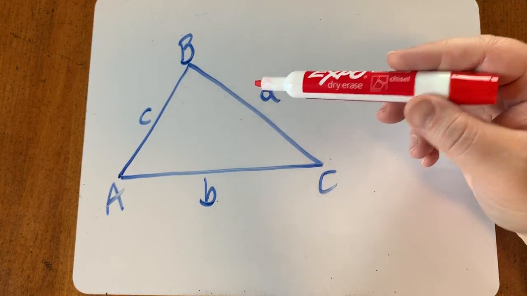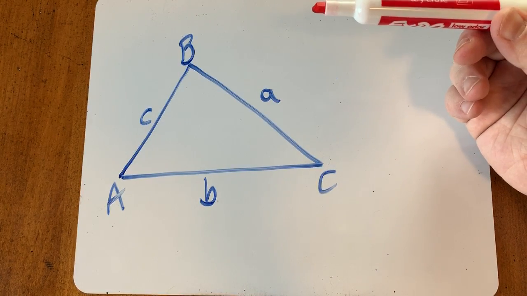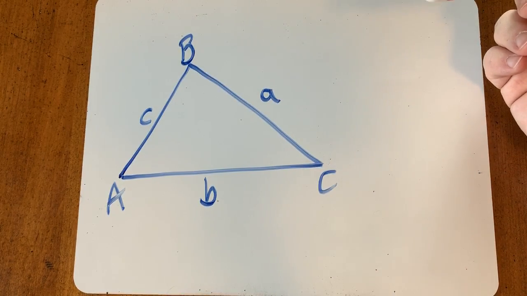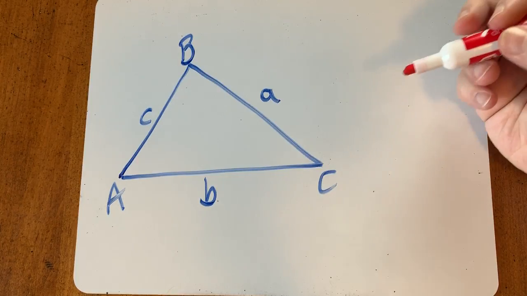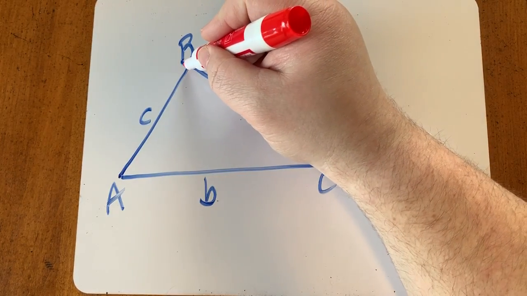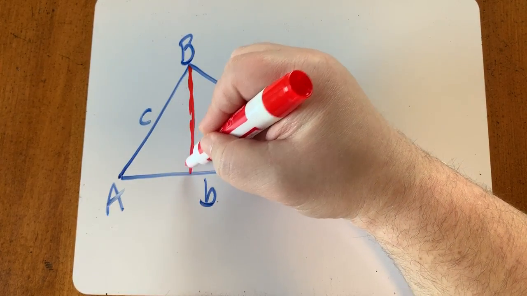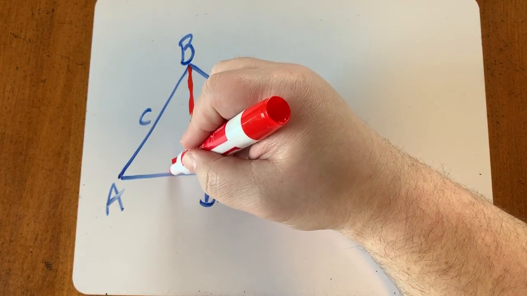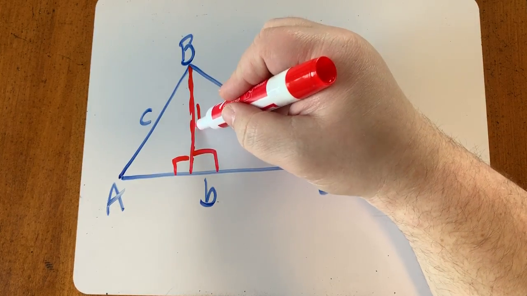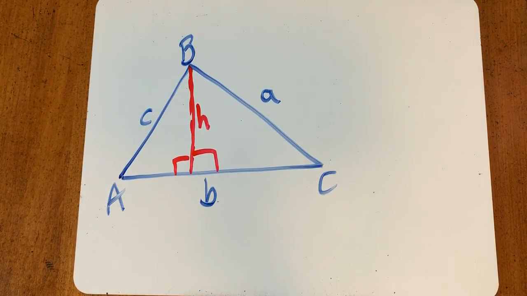But we do know how to solve right triangles. And any triangle can be broken up into two right triangles. All you have to do is drop down the altitude. I'll make it solid. It doesn't matter. It's a different color. And that altitude is just the height of the triangle, so I'm just going to call it H.